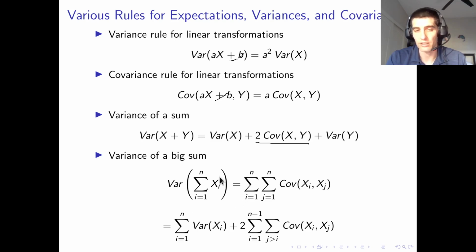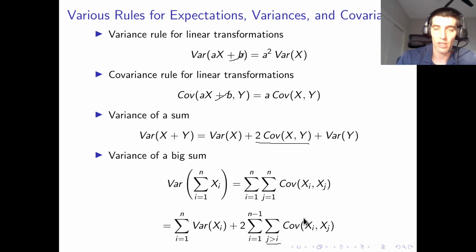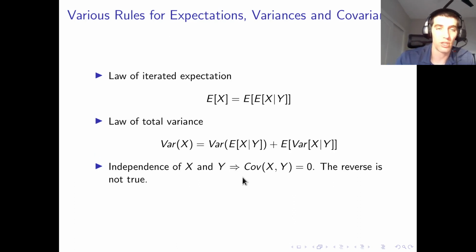So this is the variance of a big sum. It can be written as the sum of these covariances, which can again be written as the sum of variances plus this covariance term here. And notice I've written this second index as j greater than i. When I do that, I make sure that I don't double count. I'm only counting an ij pair once. All right.